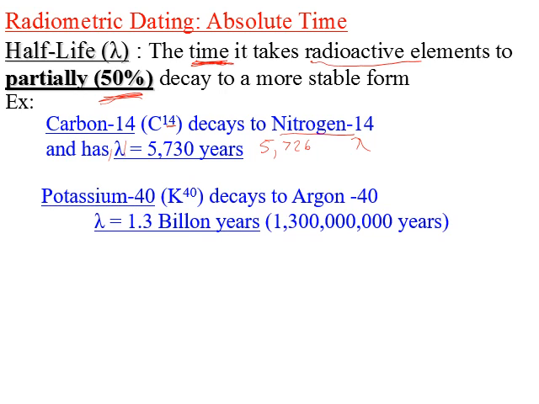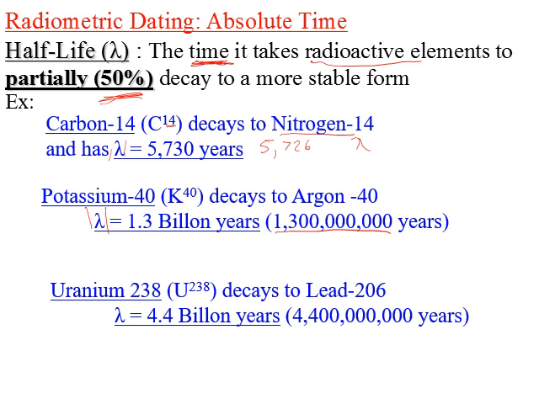Another half-life that's important is potassium-40. K40, K of the periodic table of elements. This decays to a more stable form called argon-40. The half-life of this thing is about 1.3 billion years. That's a long time for half of the radioactivity to disappear. So it has a much longer half-life. And again, the symbol for half-life is this little lambda symbol. And again, that's 1.3 billion years.